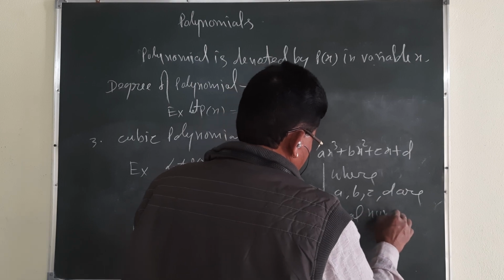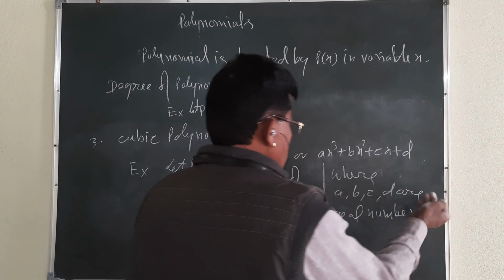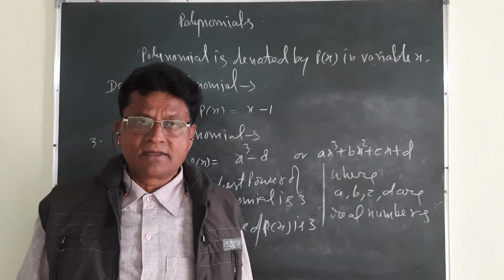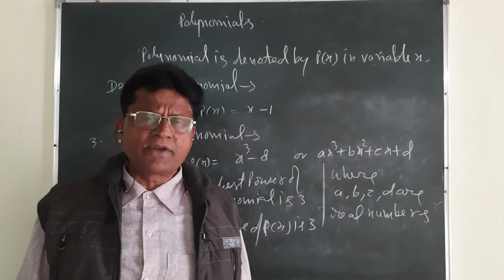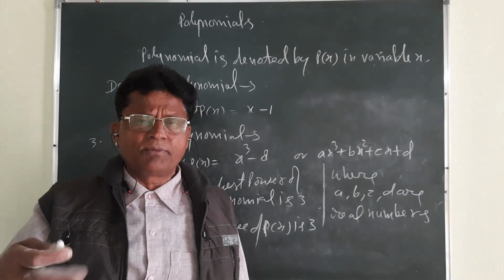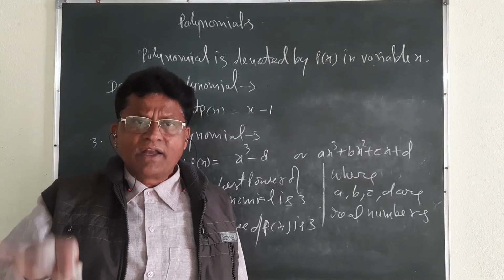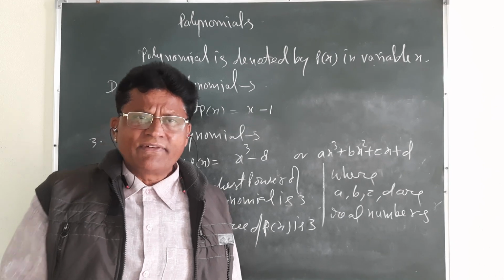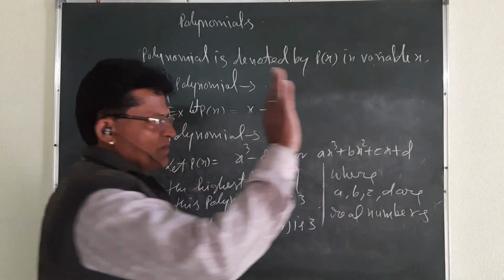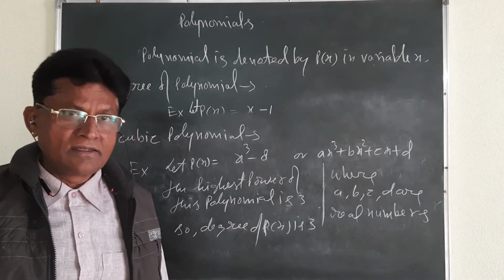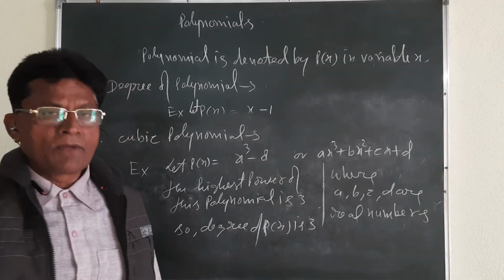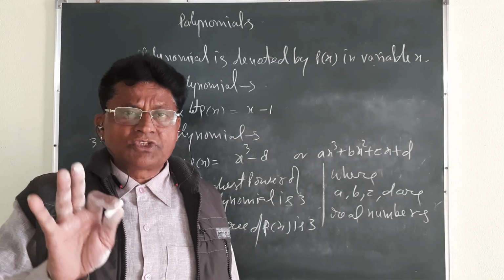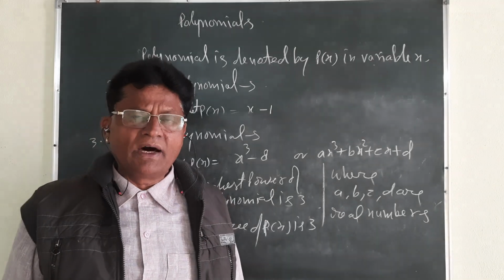Real numbers means whatever number you want to take, you can take, but it should be a real number. 1, 2, 3, 4, 5, whatever it may be, or negative numbers, minus 1, minus 2, minus 3, or 1 by 2, 1 by 3, in rational form. Whatever number you want to take in place of a, b, c, you can take, but it should be real. Then it will be a polynomial. But my dear student, generally the questions asked in the CBSE examination are for 1 mark and 2 marks.